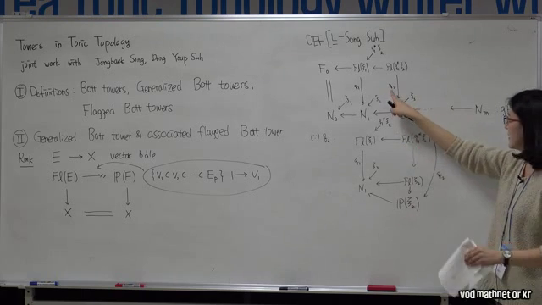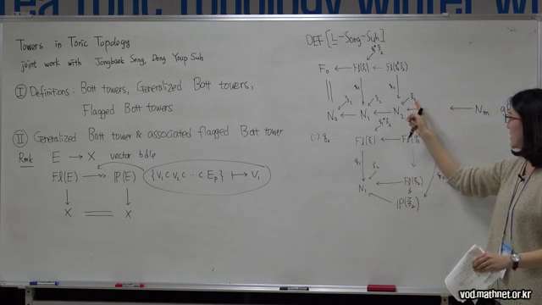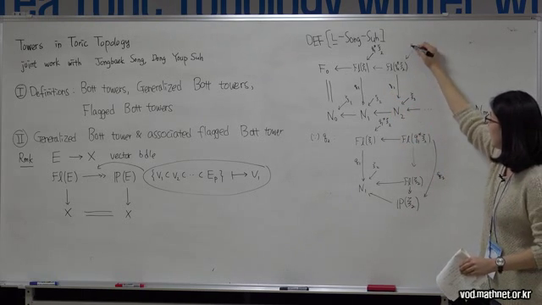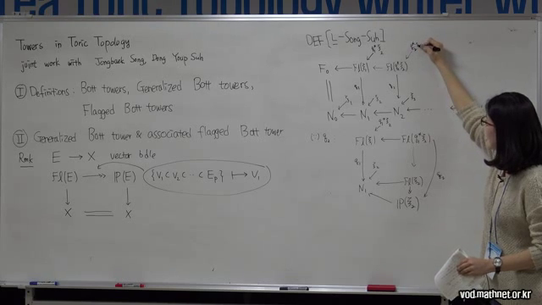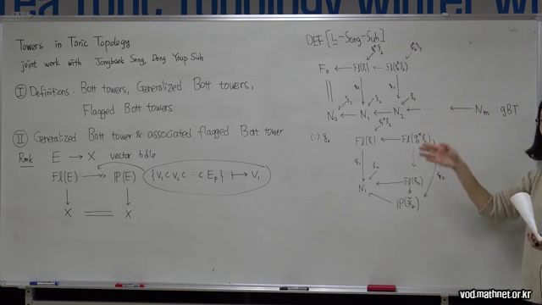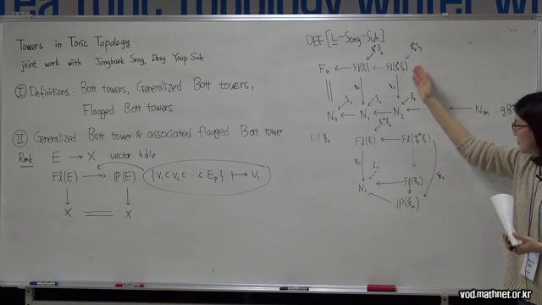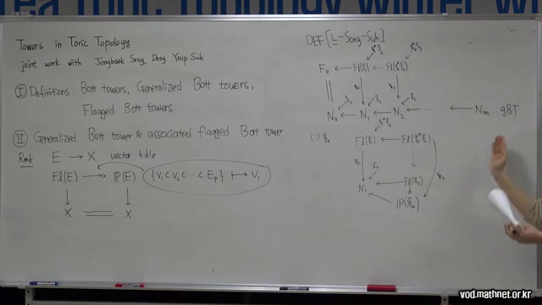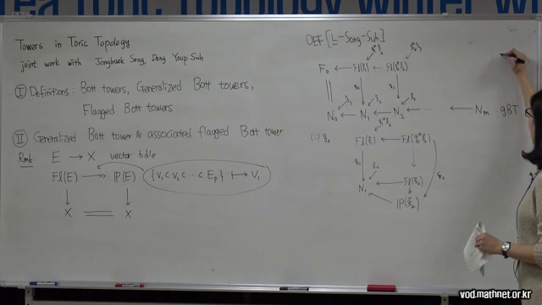By using this Q2, you can also pull back C3 to here. And in the same way, for a given generalized Bott tower, you can always find the associated flagified Bott tower. This tower we call the associated flagified Bott tower.